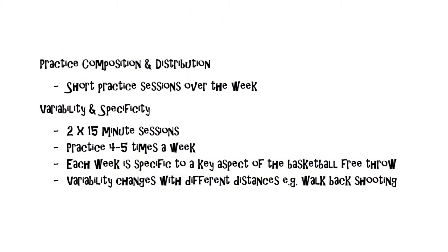Practice composition and distribution. We're opting for short practice sessions over the week. In relation to variability and specificity, we're opting for 2 times 15-minute sessions, practice 4 to 5 times weekly. Each week is actually specific to a key aspect of the basketball free throw. Example, movement of the feet, movement of the body. The variability changes will be different distances, e.g. walking backwards, walking forwards, walking to the side.